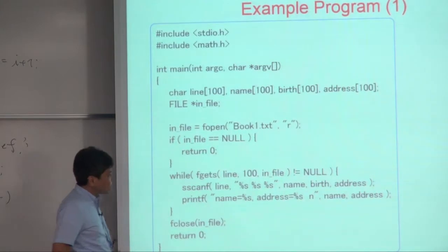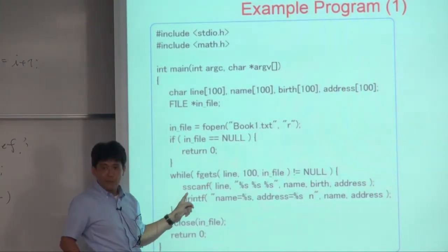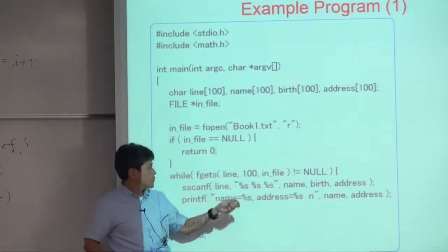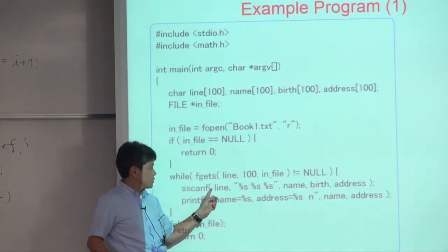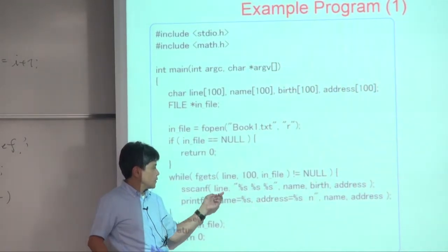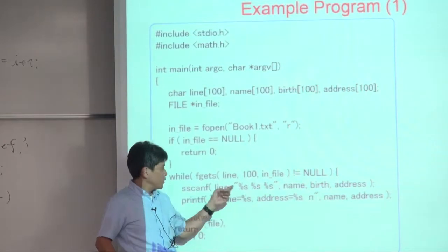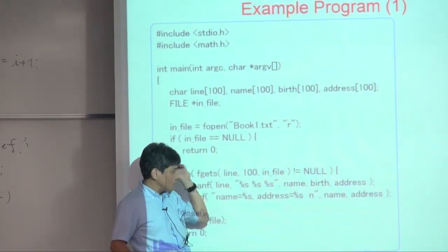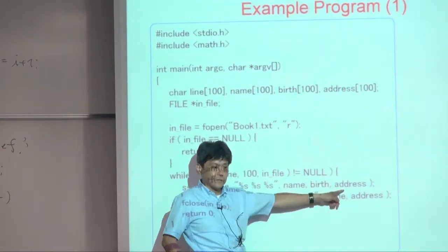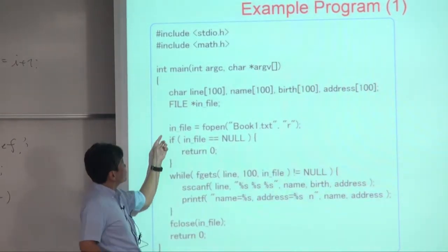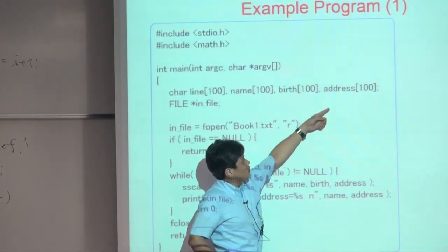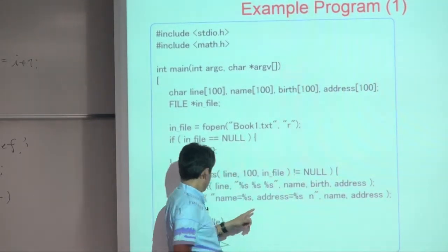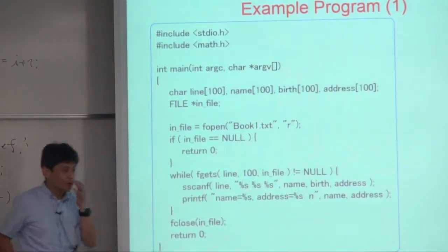Okay. Then using the fscanf function. So this is the new function. The s means string. So the read data is stored in this variable line. This function can find the same string variables according to this format string. SSS means 3 strings. These 3 strings correspond to the data actually in the variables name, birth, address. So name, birth, address are also defined as character string data. Okay. And using the printf function, only name and address will be displayed on the computer screen.